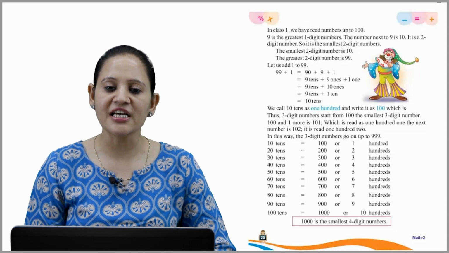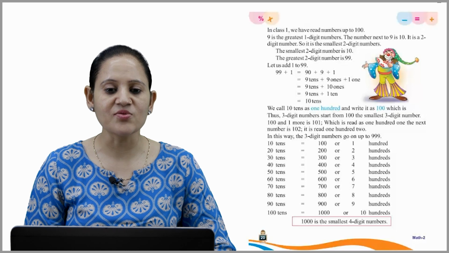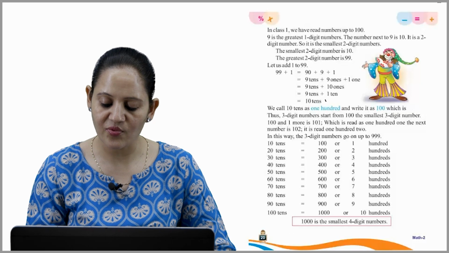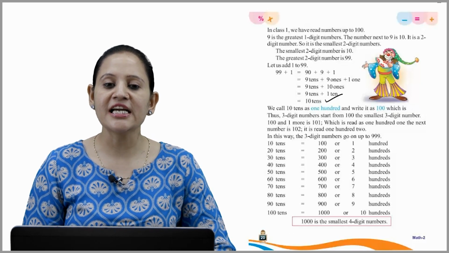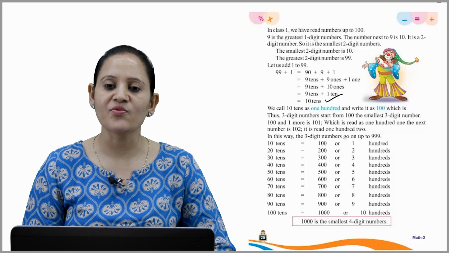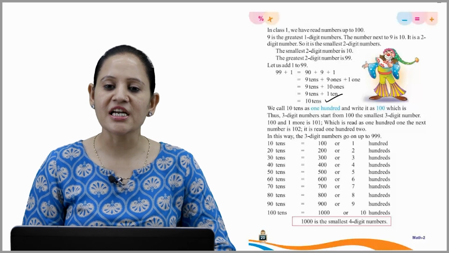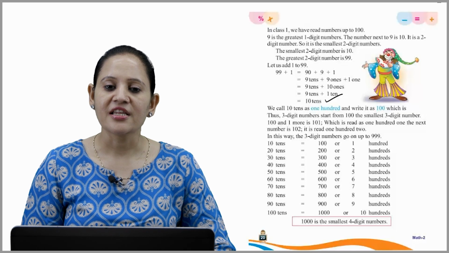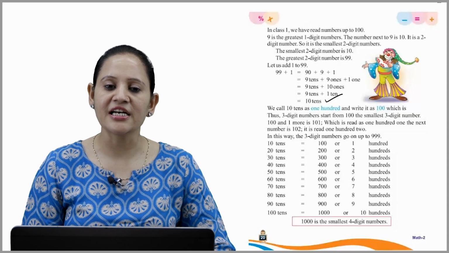So that is equal to 9 tens plus 10 ones. 9 tens plus 1 ten. 10 ones means 1 ten. So that is equal to 10 tens or 100. So we call 10 tens as 100 and write it as 100, which is thus where the 3-digit numbers start from. The smallest 3-digit number is 100, and one more is 101, which is read as 101, and the next number is 102. In this way, the 3-digit numbers go up to 999.